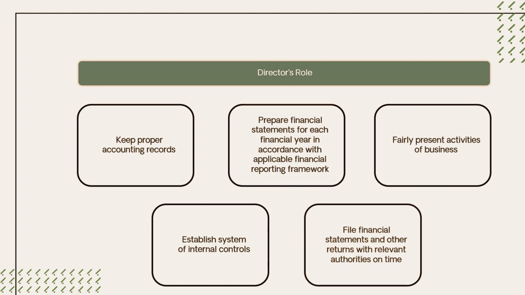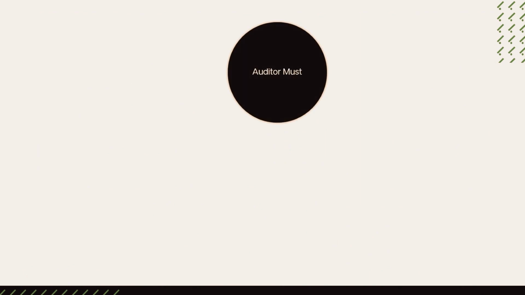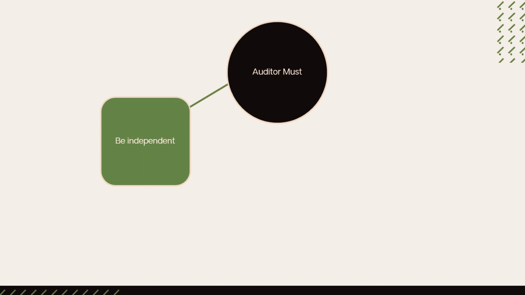The directors are also responsible for filing the company's financial statements and other returns with the relevant authorities, such as the tax collectors, on a timely basis. As I said before, auditors may come in to test the financial statements to ensure they are correct on the shareholders' behalf. When they finish this process, called an audit, they will give an opinion to the shareholders whether the statements are compliant with the financial reporting framework and if they give a true and fair view of the financial statements. The auditor must be independent, so they must work independently of the directors and shareholders.